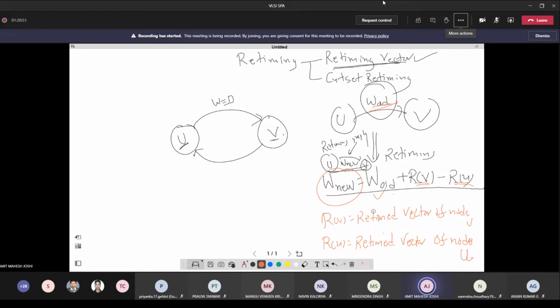Now this retiming vector we need to assume, but there are some rules to assume the value of the retiming vector. You can assume any value, but that value has to be an integer. So RV, RU could be any integer value. And you need to ensure that with this RV, RU, whatever the W new that you get should always be greater than or equal to 0.